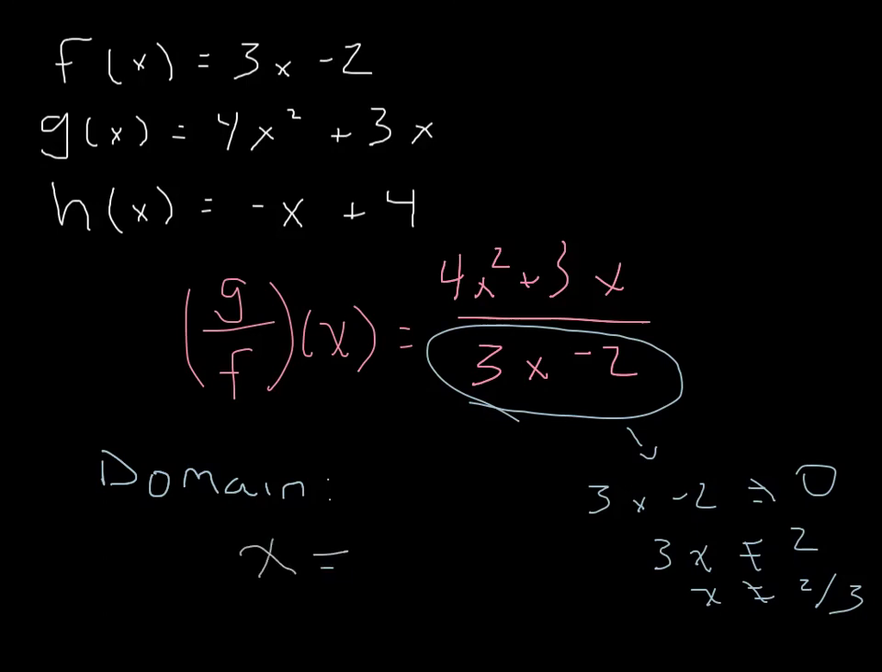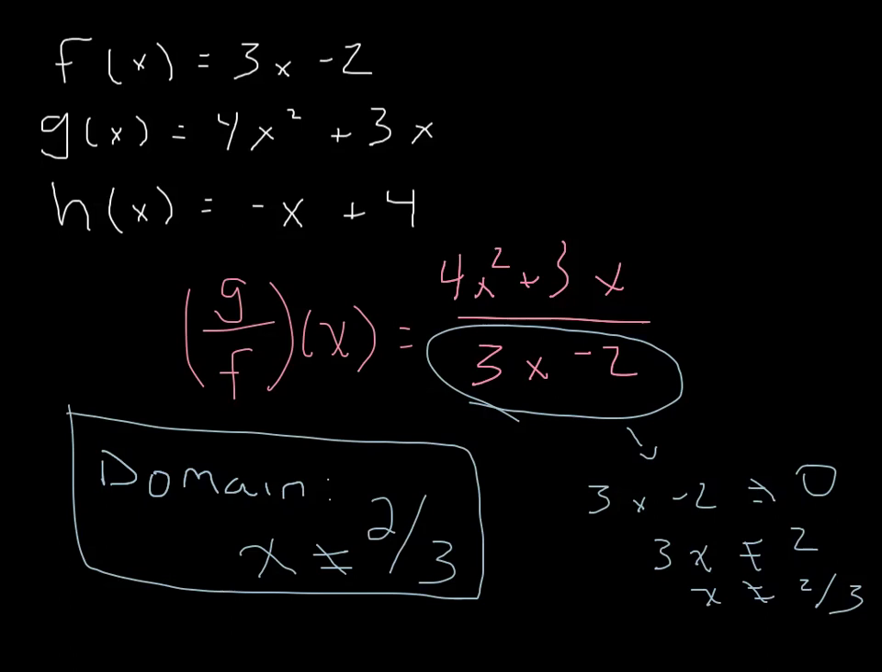Therefore, x cannot equal 2 over 3. So my function g over f of x equals 4x squared plus 3x over 3x minus 2, and my domain is all numbers except for 2/3. Again, because when x equals 2/3, my denominator equals 0.